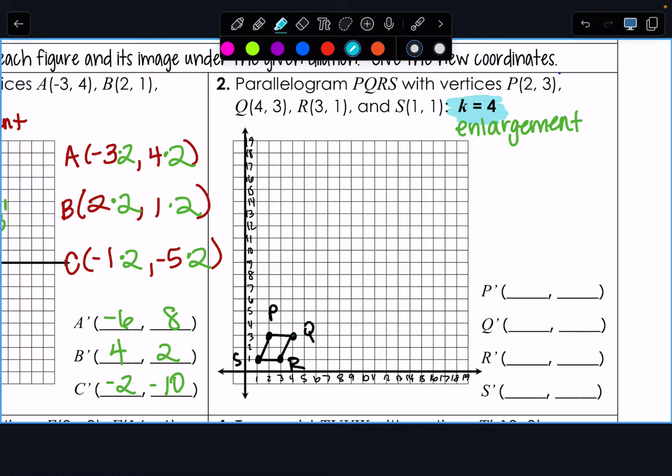Why does this matter? 12. Okay, so our coordinate is 6, 12. Well, I got 4, 8, 12. It's 8, 12.